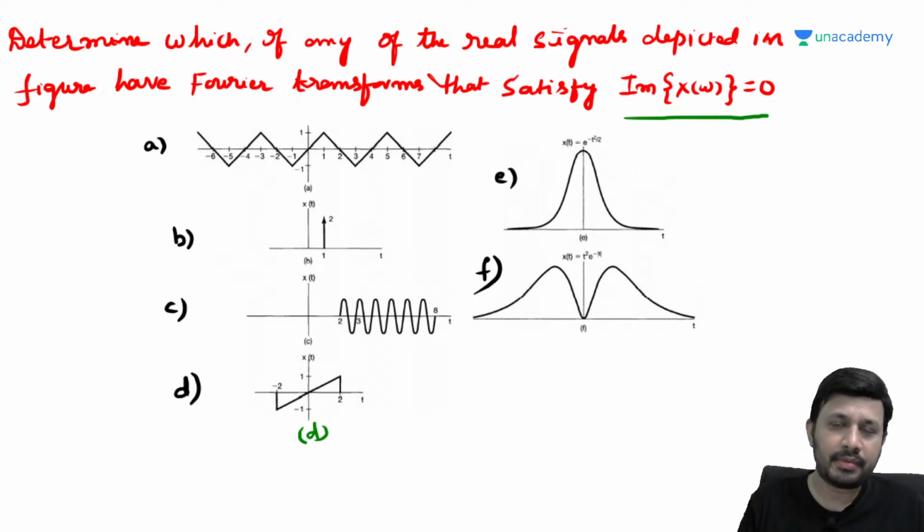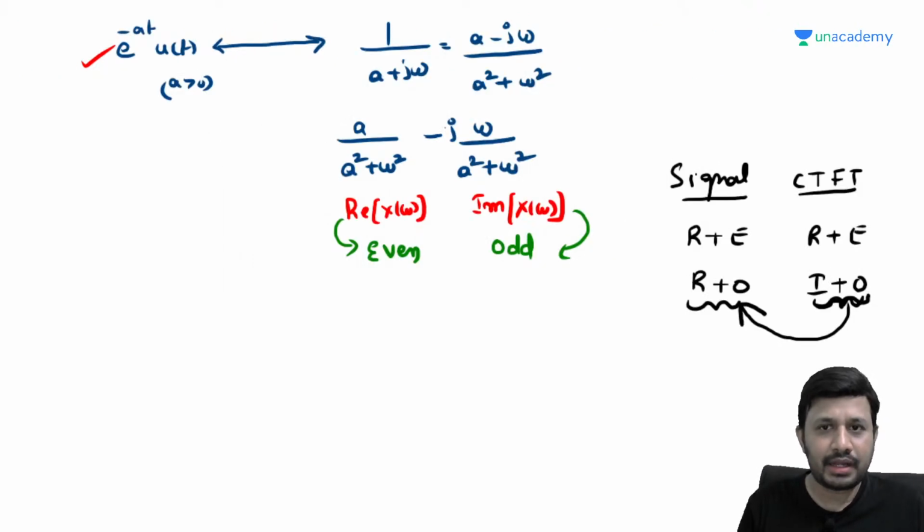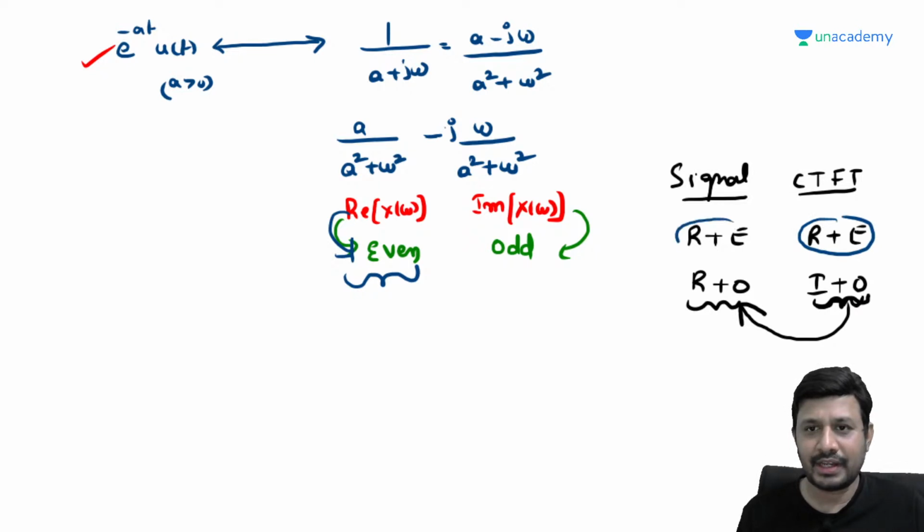Okay, let's observe the problem. See, imaginary part of X of omega is 0. Imaginary part of X of omega is 0 means only the real part we are having, and the real part is anyway even. For a real signal, the real part of the Fourier transform is always even. So if the Fourier transform is real and even, the signal is also real and even.